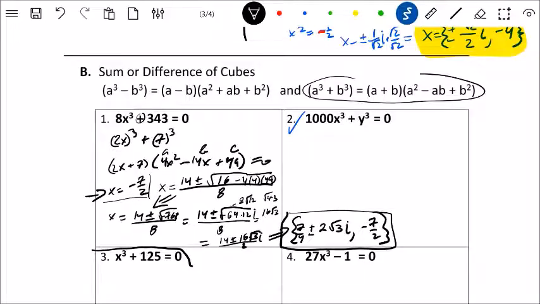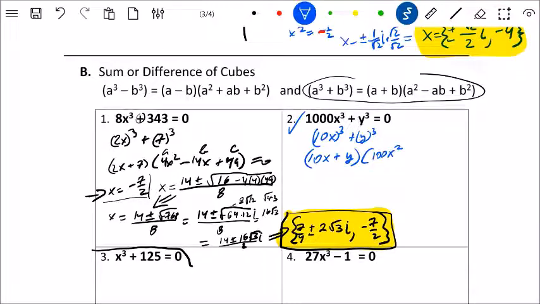Now I took up some of the space that's in the next problem, but what's good about that is that one can't be solved. It can just be factored because it has a y in it. So let's actually do this one. That's going to be 10x cubed, because 10 cubed is 1,000, plus y cubed. So we can do 10x plus y times 100x squared, minus 10xy plus y squared. We can't do equals 0 because we have an x and a y in it both, and so we can't be solving this one, but this is good practice factoring with it.